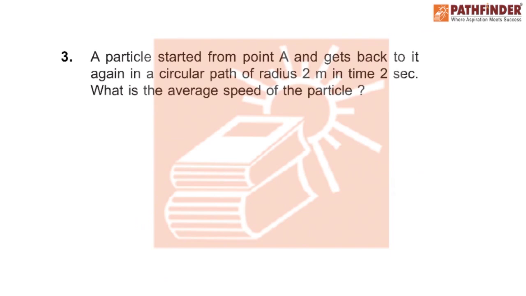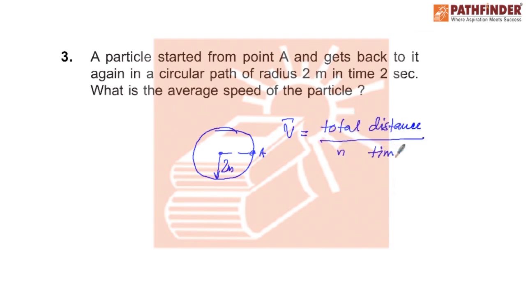Now here we have a problem which is basically based on average speed, along with that the concept of distance and displacement. So in this case, when the particle is moving along a circular path, what we have is the total distance by total time. So you see a particle on a circle, started from A, and this is the radius, which is 2 meter, and the particle starts from A and comes back to A again. So the average speed here is the total distance divided by the total time. So now the total distance, as you can see, is the circumference, which is 2 pi into 2, and the total time is given as 2. So it is 2 pi meter per second.